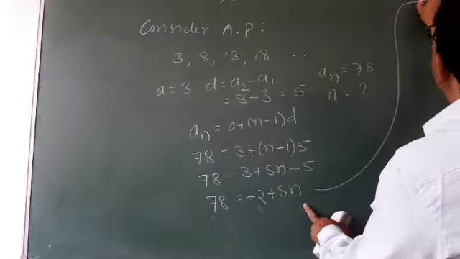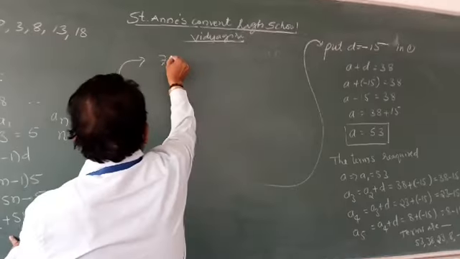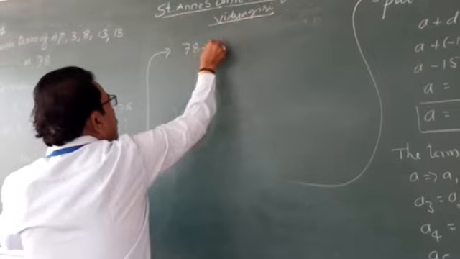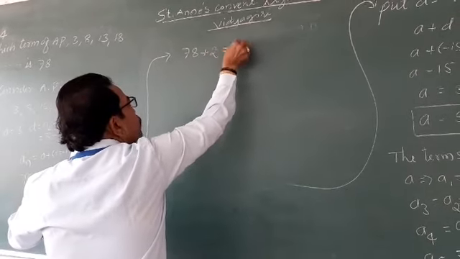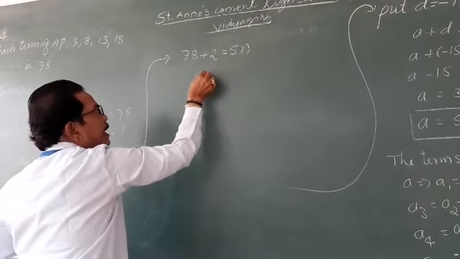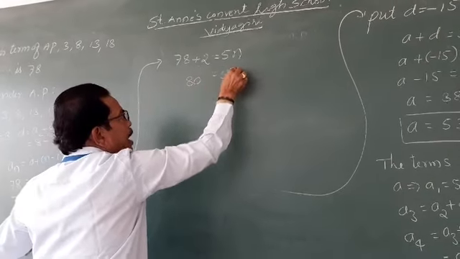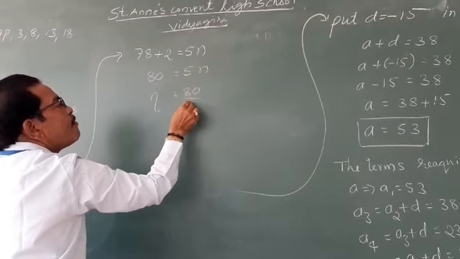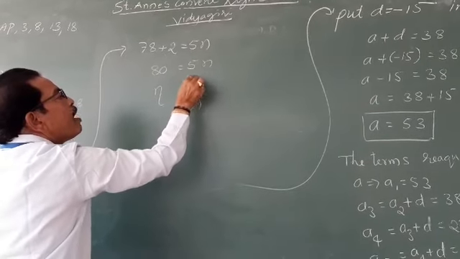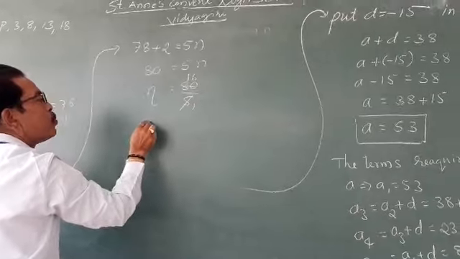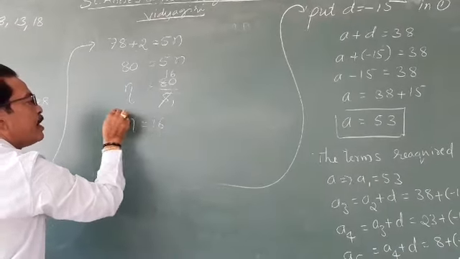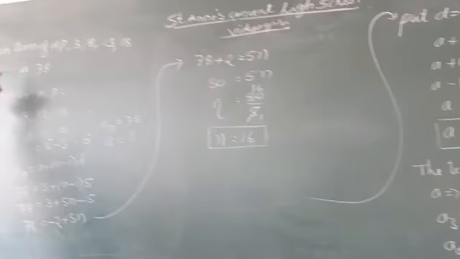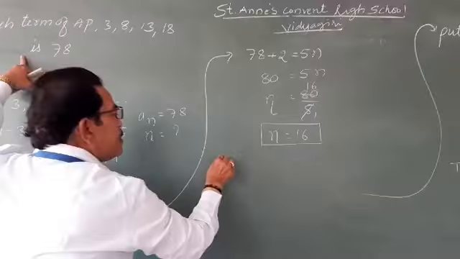That is 78 minus 2 is being transferred. That is 78 plus 2 equals 5n. That is 80 equals 5n. Therefore, n equals 80 by 5. 5 ones are 5, 16s are 80. So, n equals 16. The 16th term is 78.